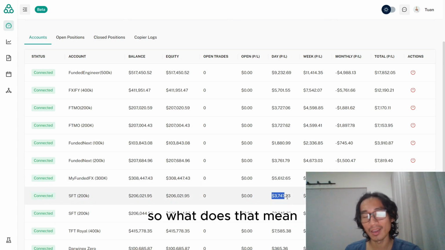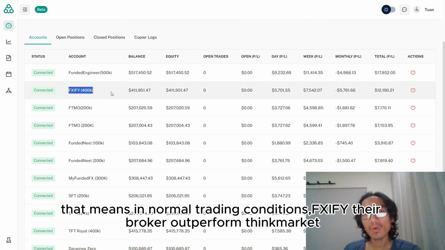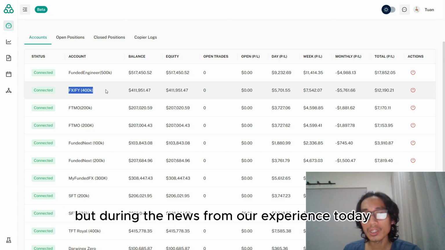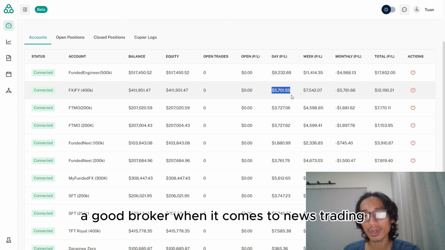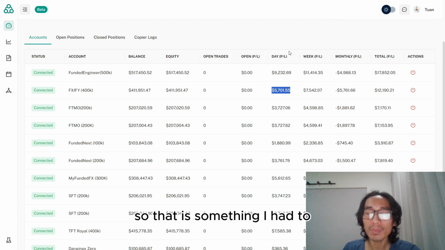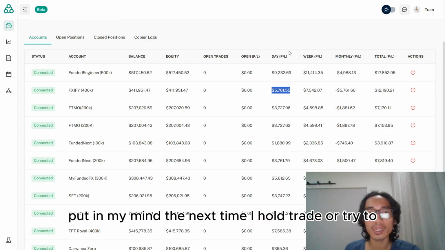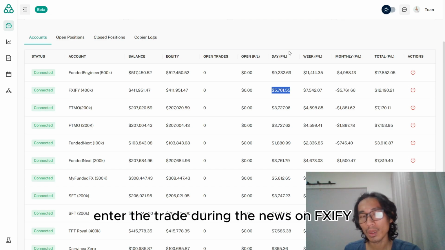So what does that mean? Does that mean in normal trading conditions, FXIFY, their broker, actually outperforms ThinkMarkets, but during the news, from our experience today, we can see that it's actually not really a good broker when it comes to news trading. So that is something I have to keep in mind the next time I hold a trade or try to enter a trade during the news on FXIFY.